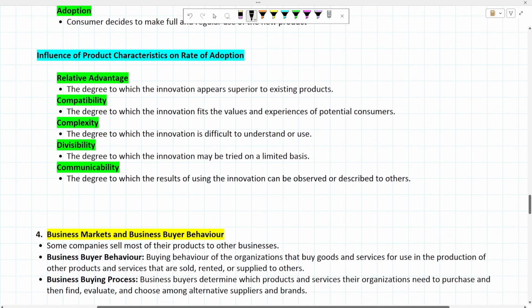So the influence of product characteristics on rate of adoption. Relative advantage is the degree to which the innovation appears superior to existing products. Compatibility is the degree to which the innovation fits the values and experiences of potential consumers. Complexity is the degree to which the innovation is difficult to understand or use. Divisibility is the degree to which the innovation may be tried on a limited basis. Communicability is the degree to which the results of using the innovation can be observed or described to others.